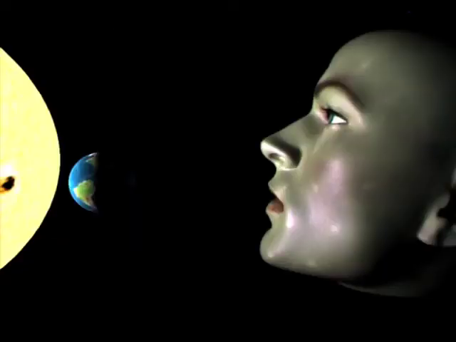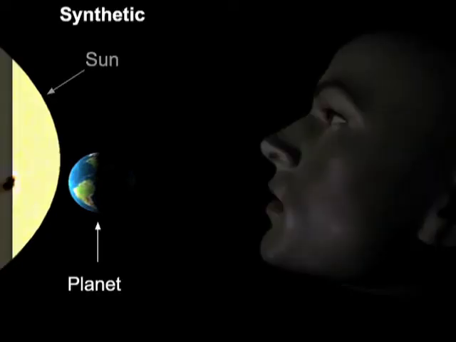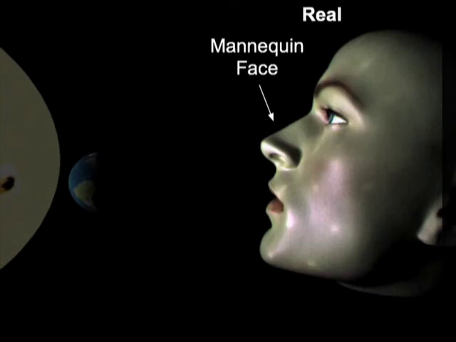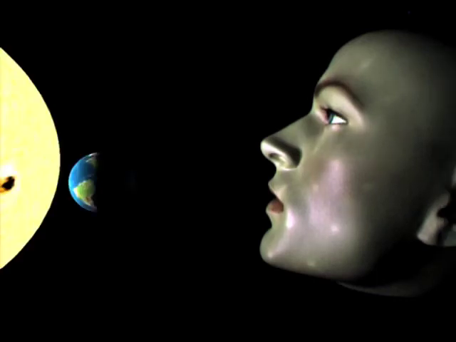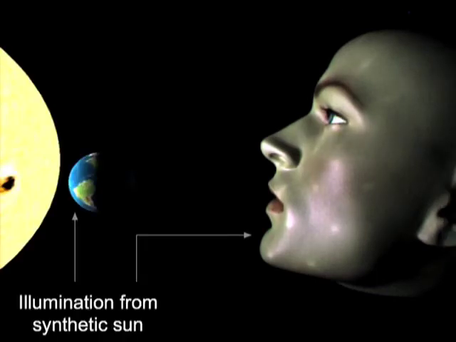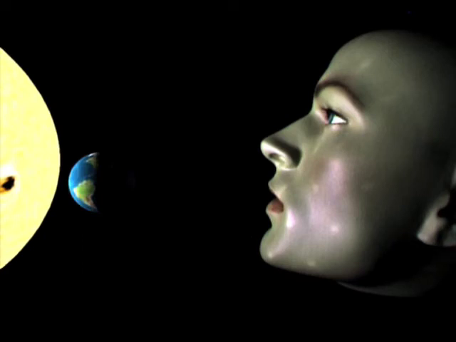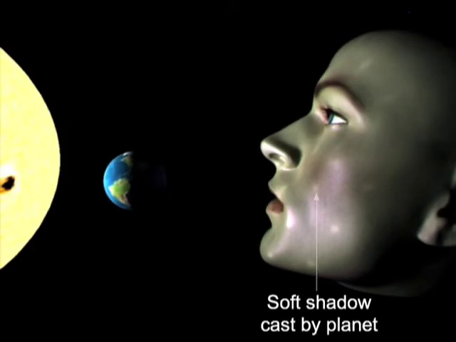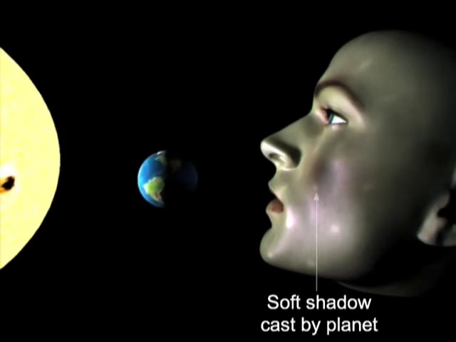Our last example shows soft shadows and diffuse-diffuse interactions for a scene consisting of a synthetic sun and planet and a real mannequin face. Both the planet and the face are illuminated only by the synthetic sun. The planet obscures the sun's illumination of the face, casting a soft shadow that becomes more defined as it approaches.